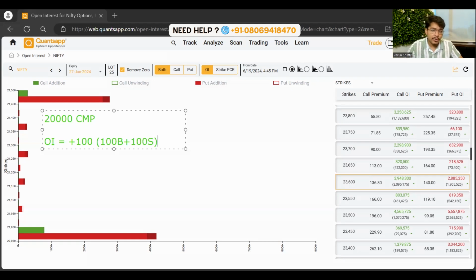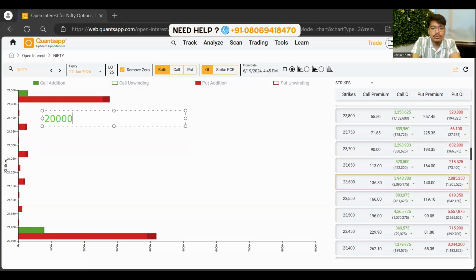But options is different. Options is a very non-linear and dynamic instrument. So in that case, let's say I switch it with an option, let's say it is the 20,000 CE call option, or the at the money call option. If I say that open interest has increased by 100 contracts, here what will be my view? I'm sure everyone knows, if a call option has open interest addition, what the view of the market is.